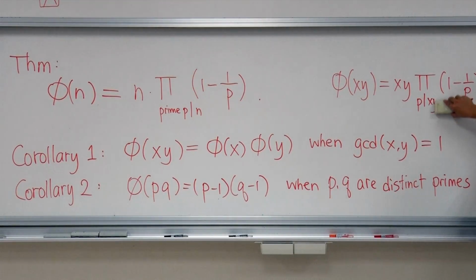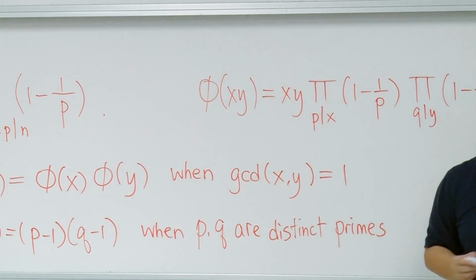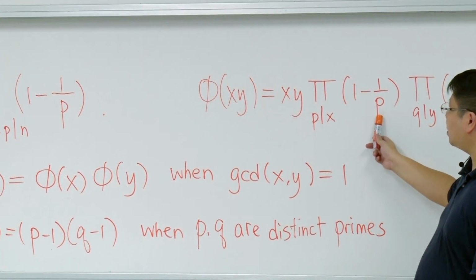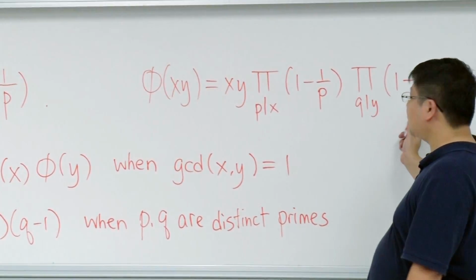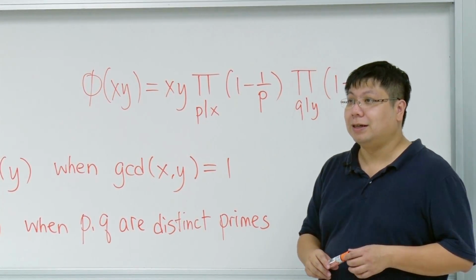So you can divide the primes that divide xy into two parts. Those are the primes that divide x, and the other are the primes, let's say q, that divide y. Is that okay? And then x together with this, we get phi(x). y together with this, we get phi(y). So it is equal to phi(x) times phi(y). Is that okay? Very easy, right?